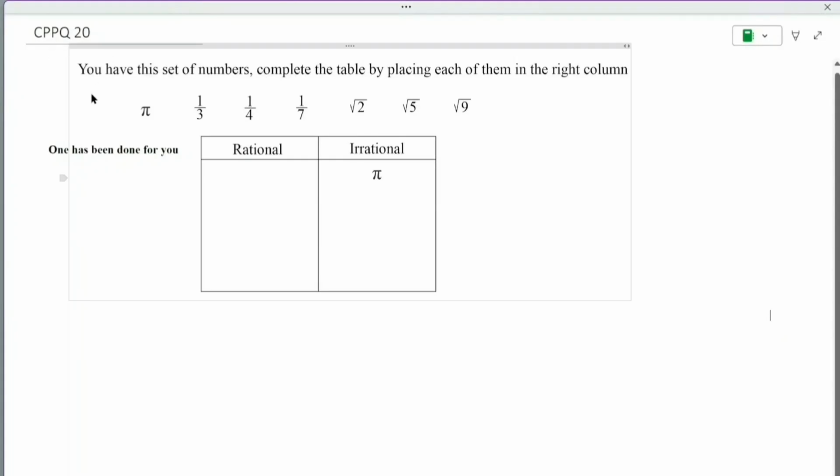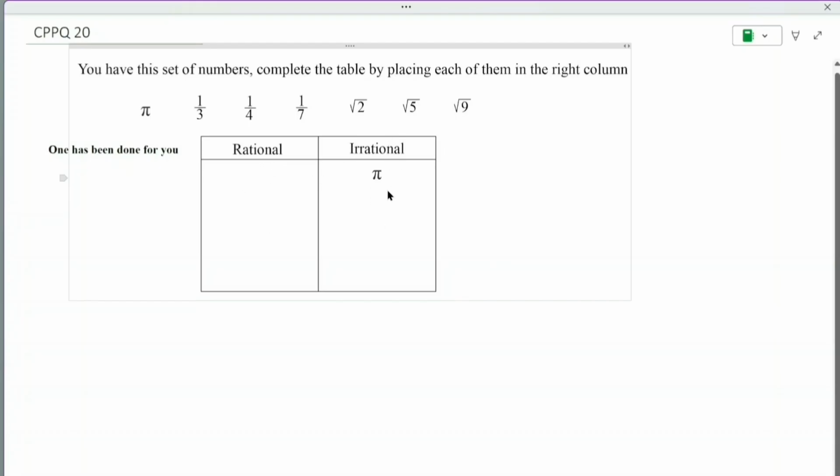Question 20. You have this set of numbers. Complete the table by placing each of them in the right column. You have pi, 1 over 3, 1 over 4, 1 over 7, square root of 2, square root of 5, and square root of 9. One has been done for you. You have the rational column and the irrational column.